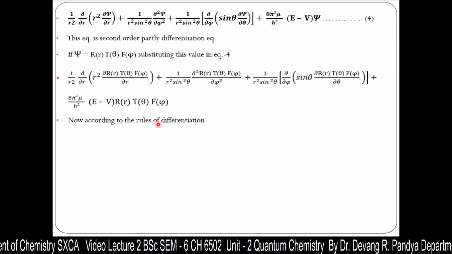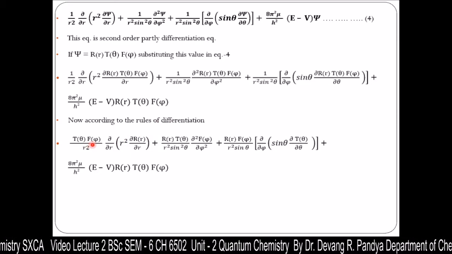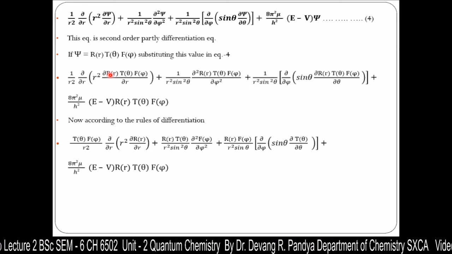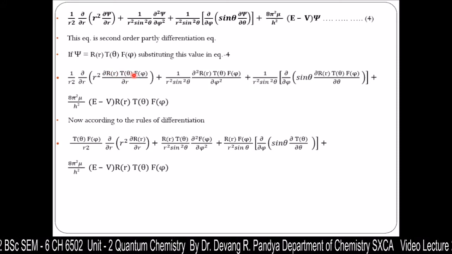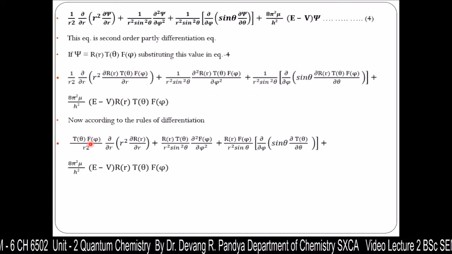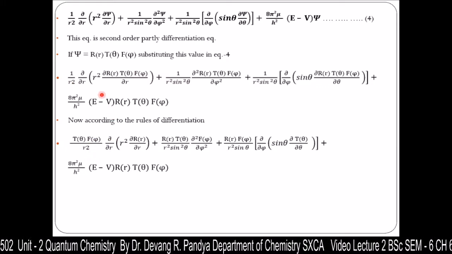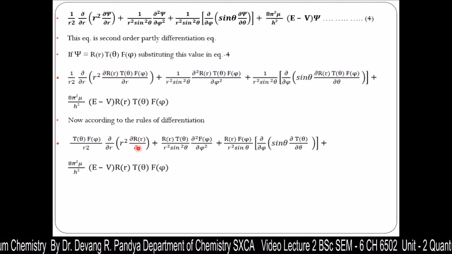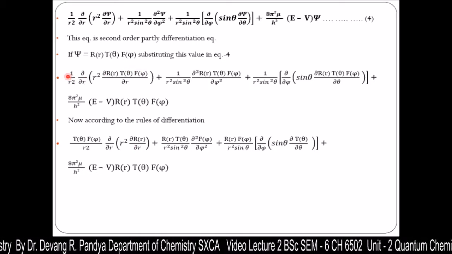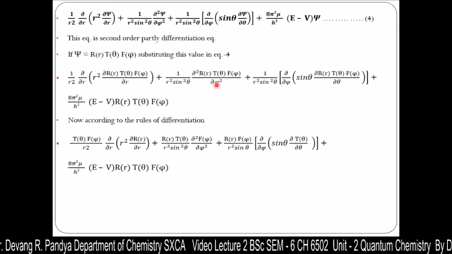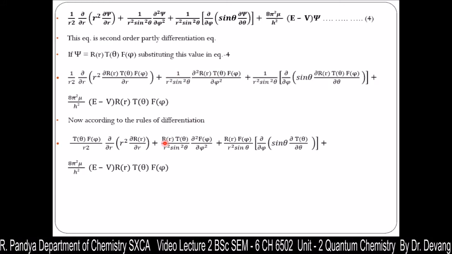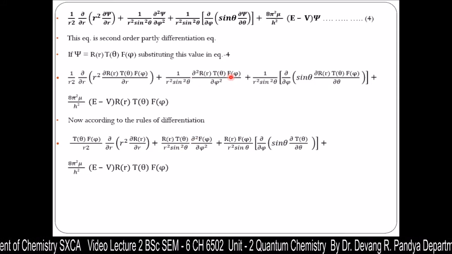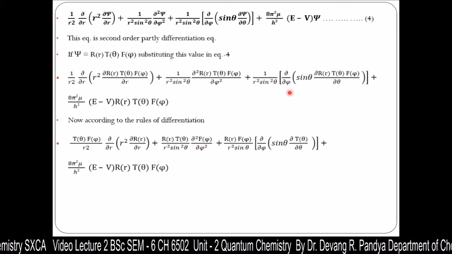Now according to the rule of differentiation, Theta Phi upon r square d by dr of r square dR by dr, because when the differentiation is based on r, only the r component you can take there, and Theta and Phi can be kept outside. Similarly here, that is the phi related double differentiation, so R and Theta should be kept outside. So R Theta upon r square sine square theta into d square Phi upon d phi square, plus here also d phi.